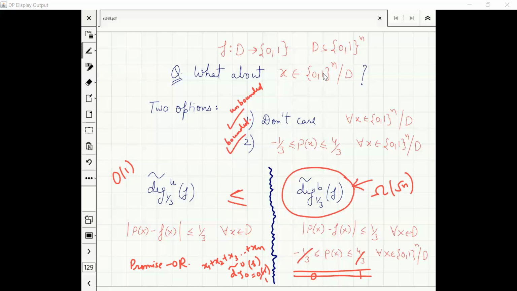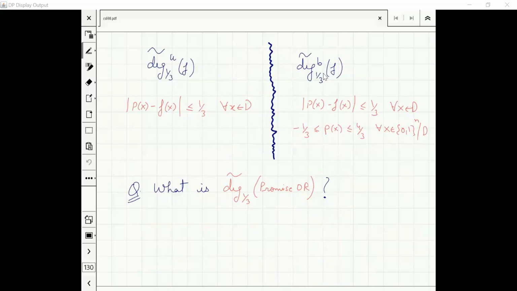So in a way, the unbounded definition becomes kind of trivial in many cases. So we are interested in some other cases. Yes, very nice point, right? So in some cases, the unbounded case just becomes trivial, and approximation is too easy when we say unbounded. What is the degree of promise OR? We have seen that this is O(1), or actually just 1. What about the bounded case?